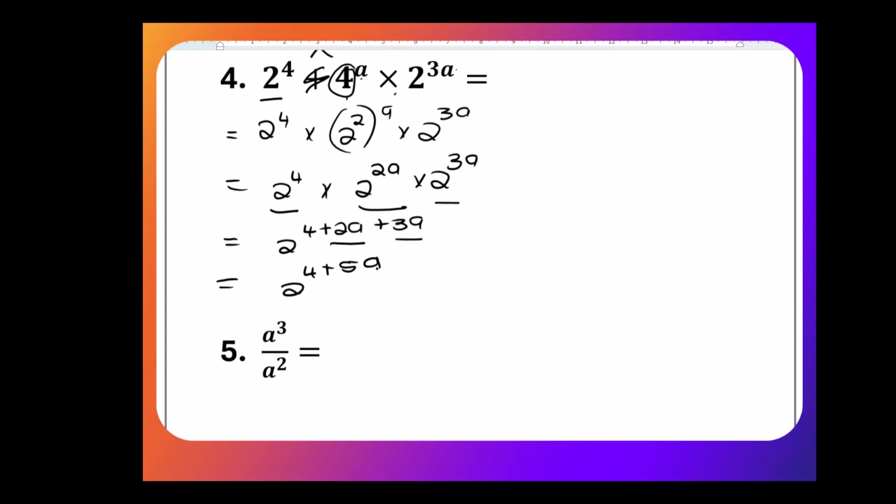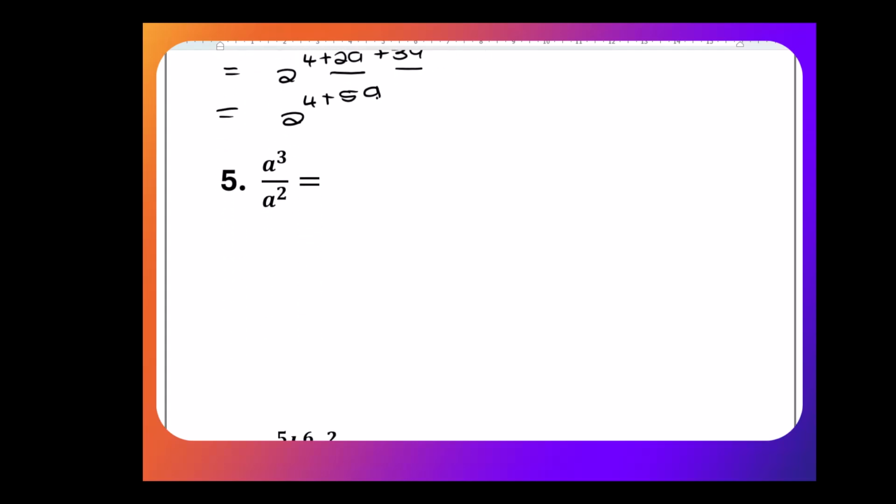Next example is division. If the base is the same, you divide, you subtract. The moment you subtract, you change the sign. So I'm going to have a to the exponent 3 minus 2. You can write it like that because you subtract the division. So 3 minus 2 is equal to a to the exponent 1. You don't need to write down that 1. You can only write down a.